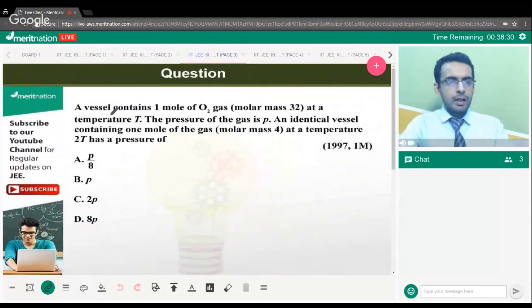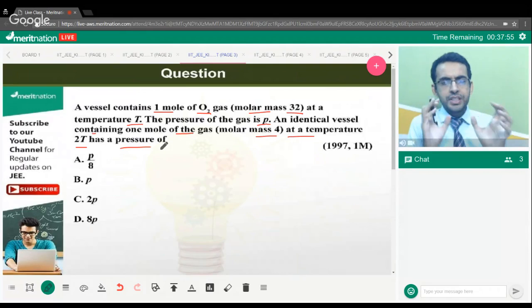A vessel contains 1 mole of oxygen and molar mass is 32. At a temperature T, the pressure of the gas is P. An identical vessel containing 1 mole of the gas having molar mass equal to 4 at a temperature of 2T has a pressure of. What we have to find in this question, students? We have to find the pressure of the other gas.